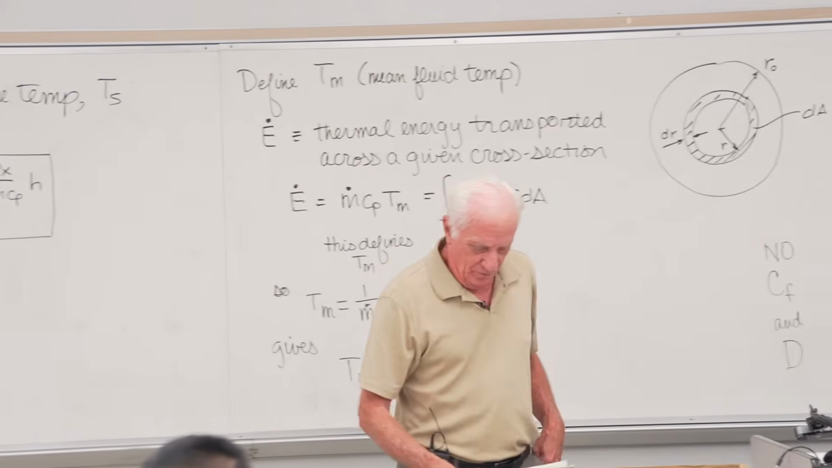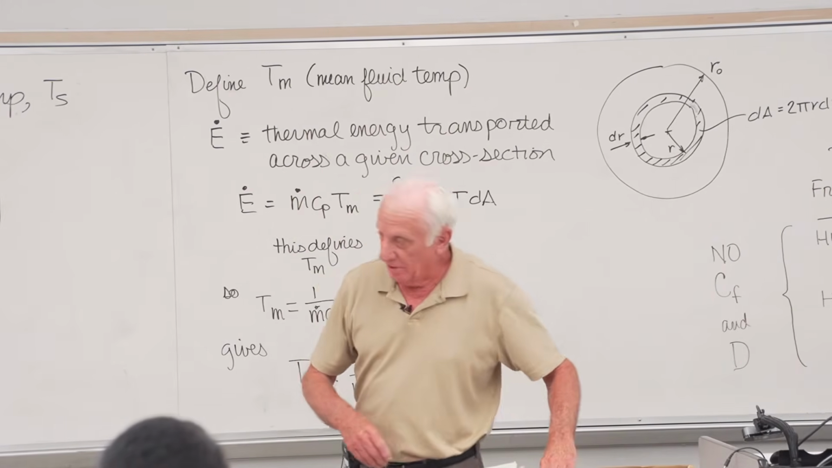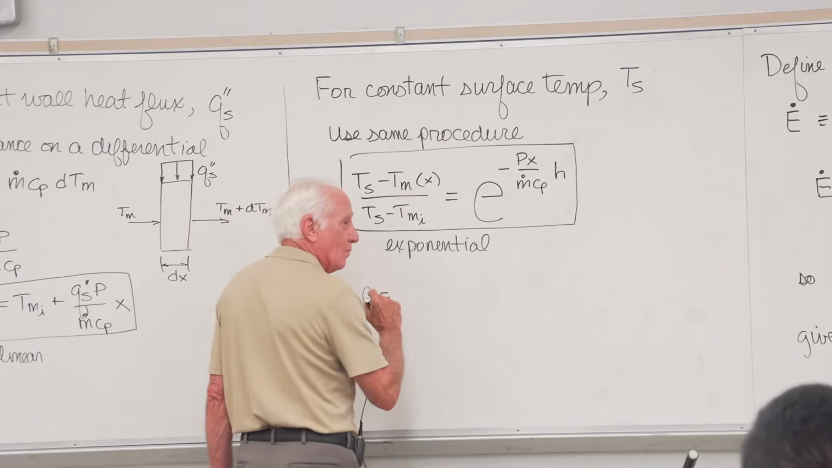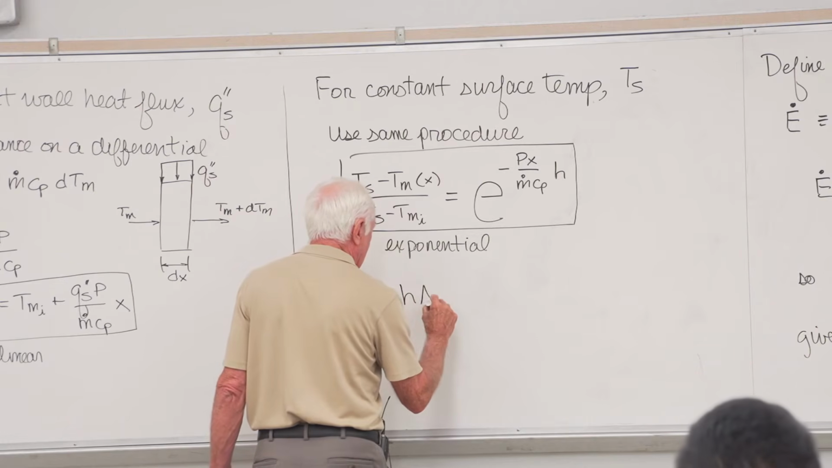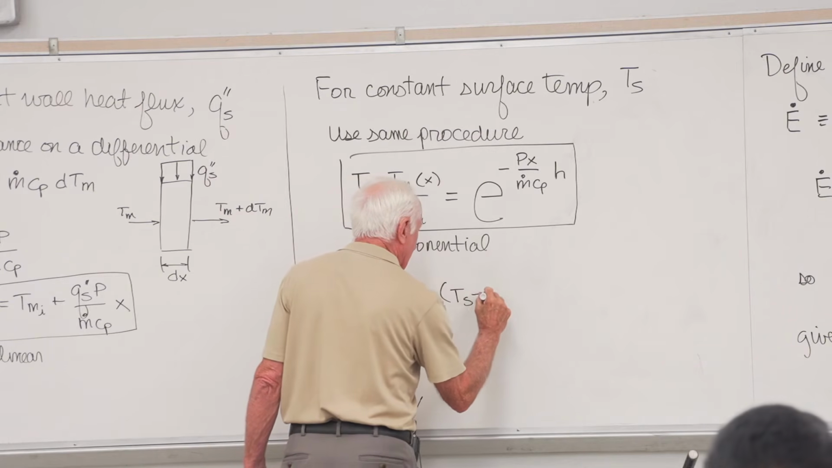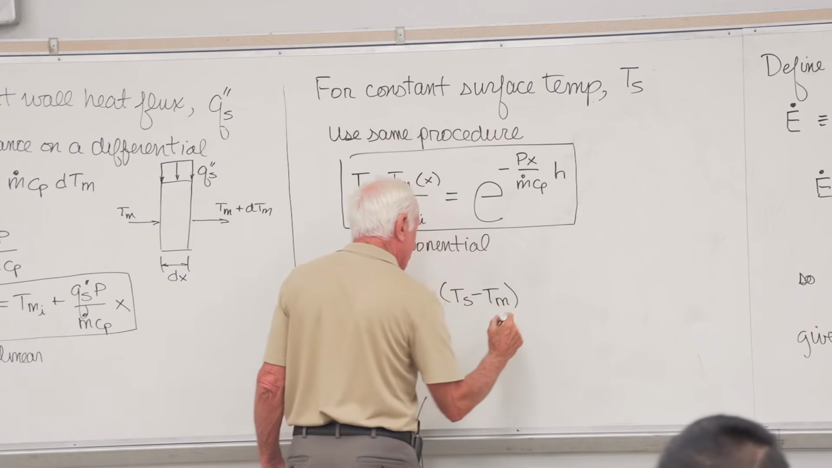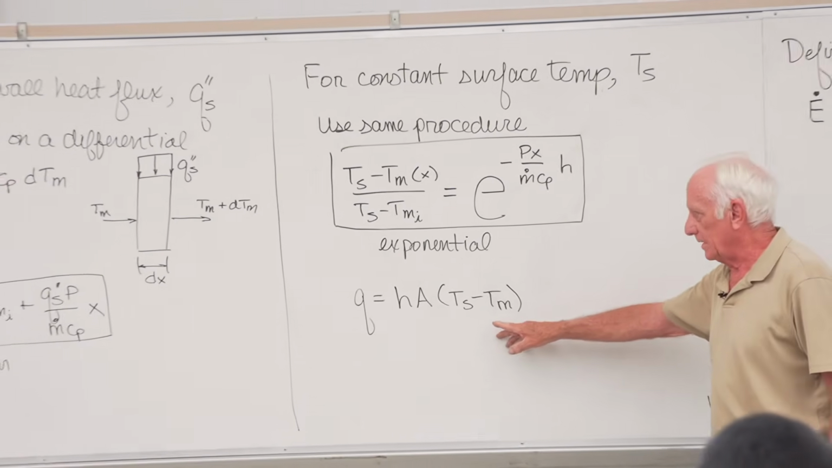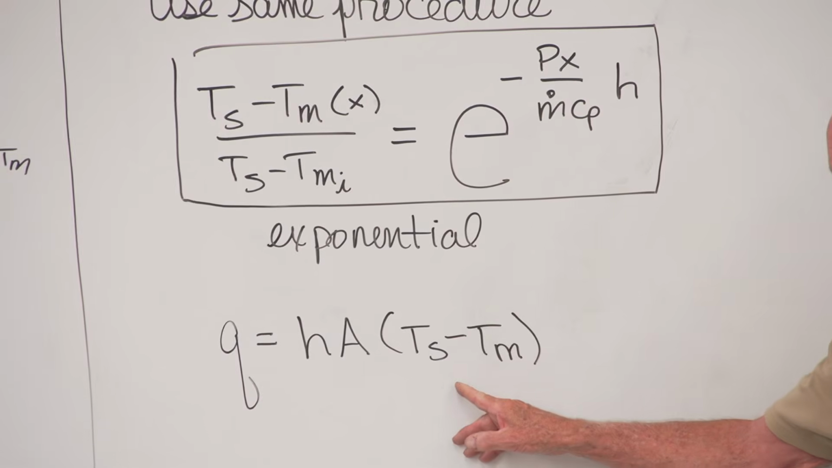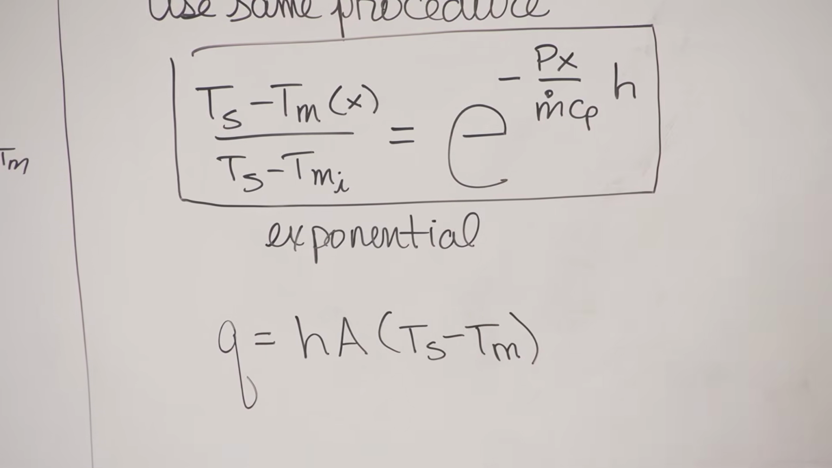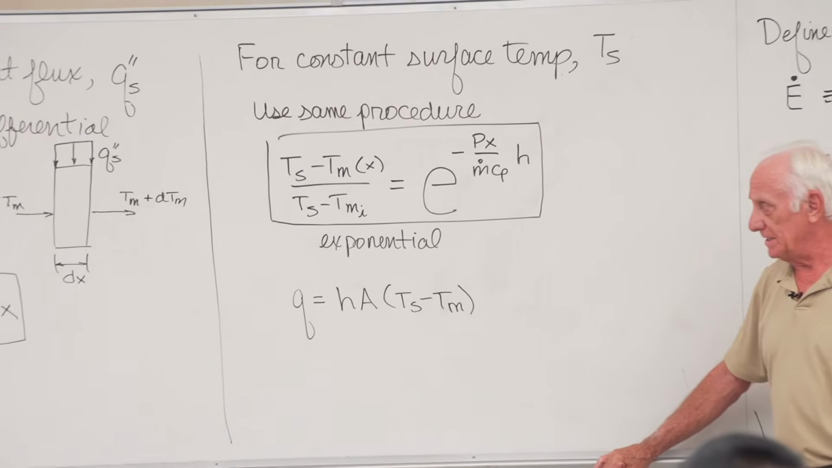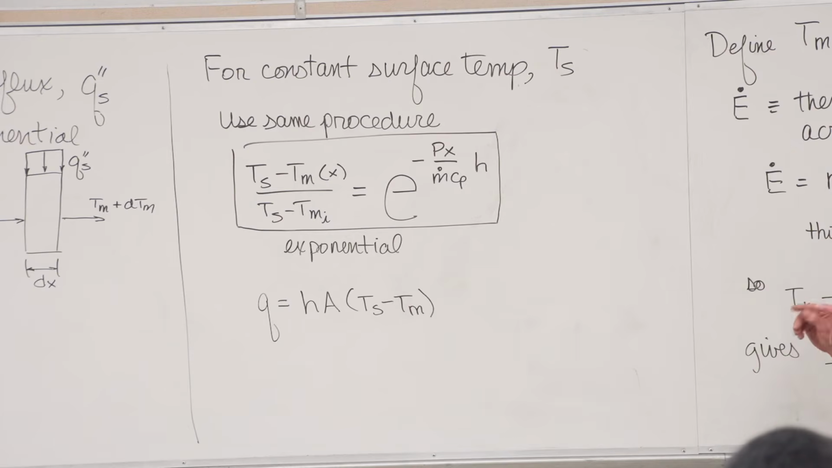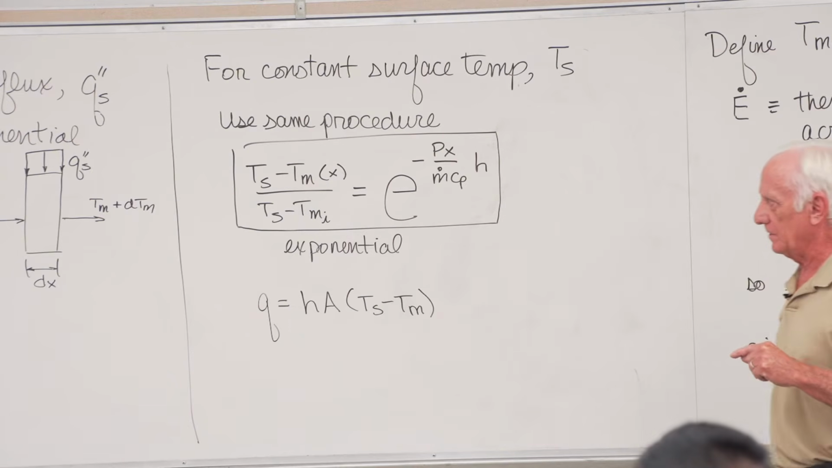So, why is the mean temperature important? Well, Q. Chapter 1, h, A, T surface minus T m. Yeah. Chapter 7, what was in the parentheses? External flow. T surface minus T infinity. This is chapter 8. What's in the parentheses now? T surface minus the mean fluid temperature. So there's our Tm in the heat transfer equation.